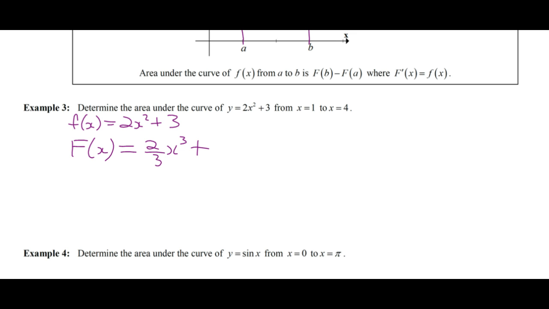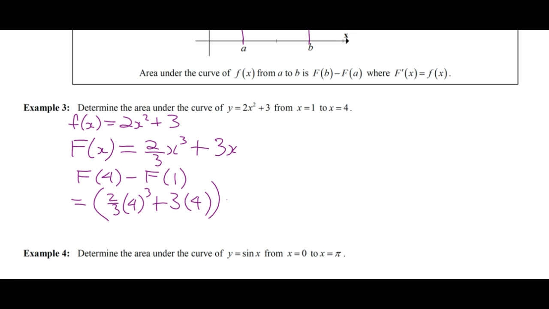Plus, and constants are easy, plus 3x. Okay, and then yes, there is some general constant, but again, that would subtract out, because what we're interested in is F of 4 minus F of 1. So F of 4 is 2/3 times 4 cubed plus 3 times 4, minus 2/3 of 1 cubed plus 3 times 1. Okay, and all we got to do is work that out.